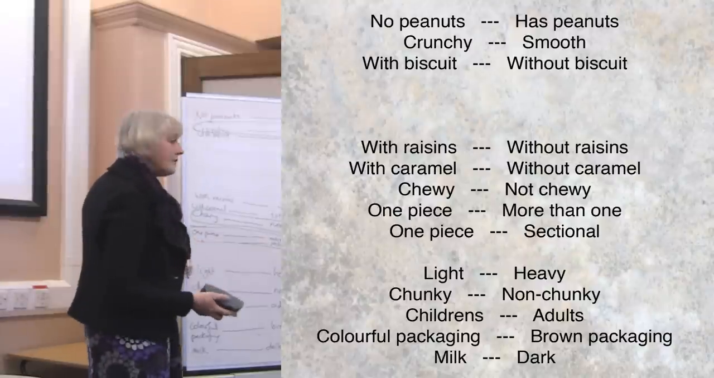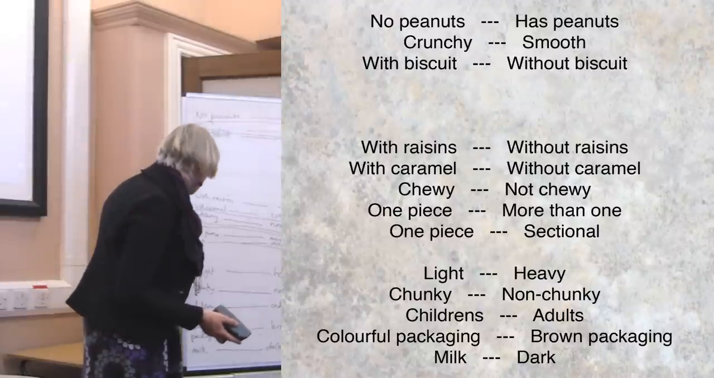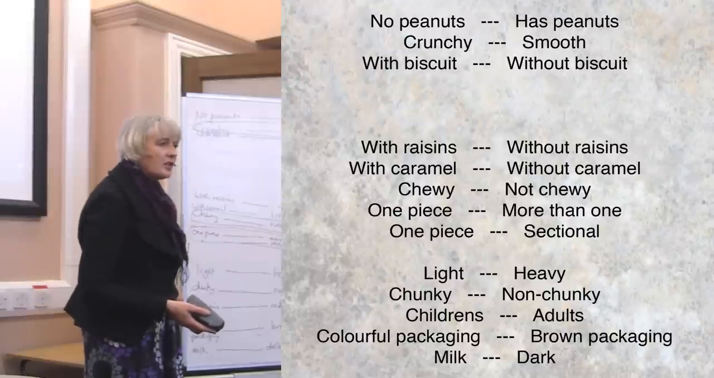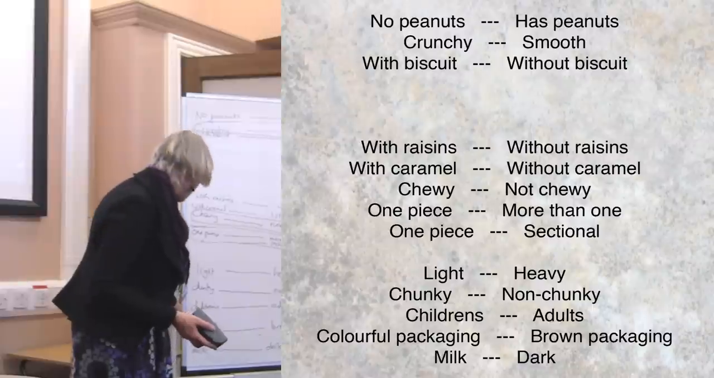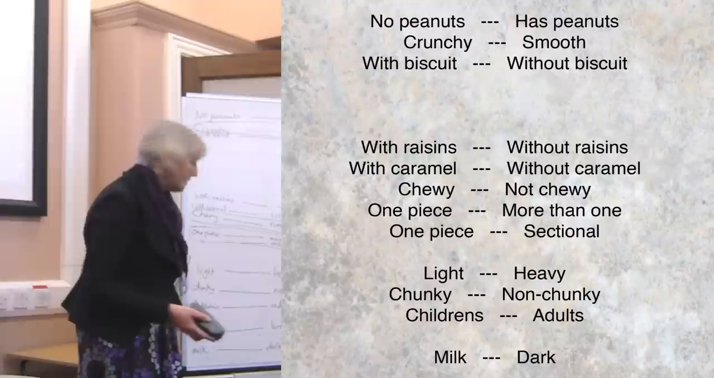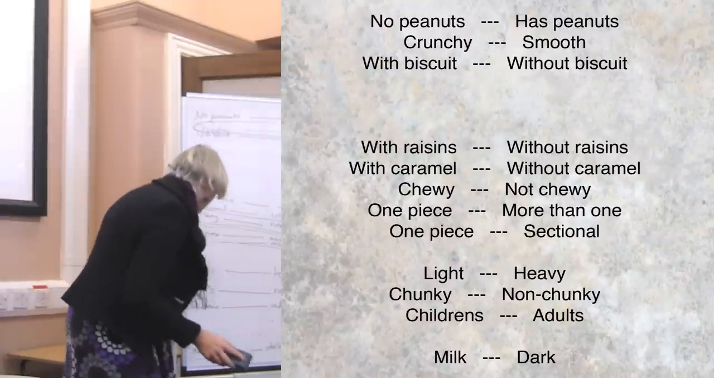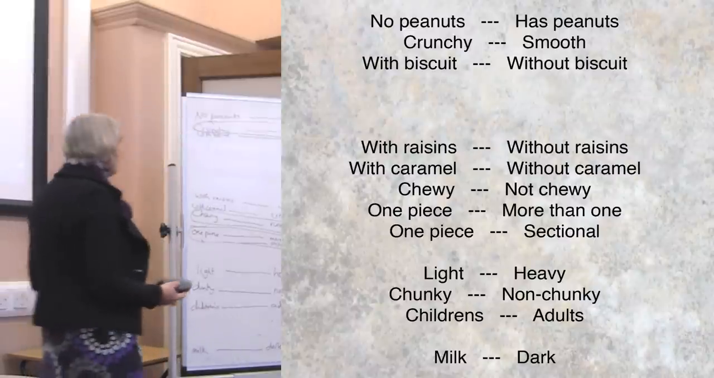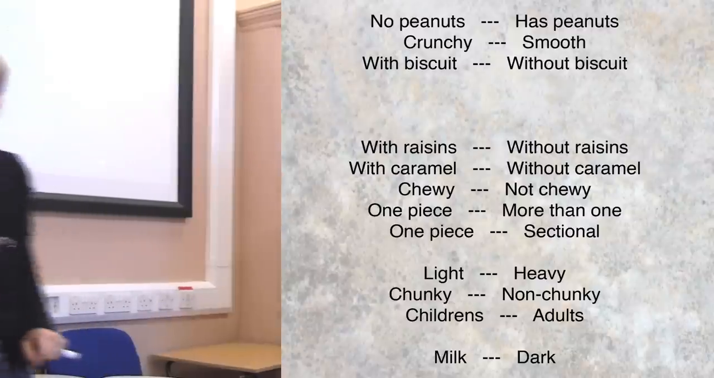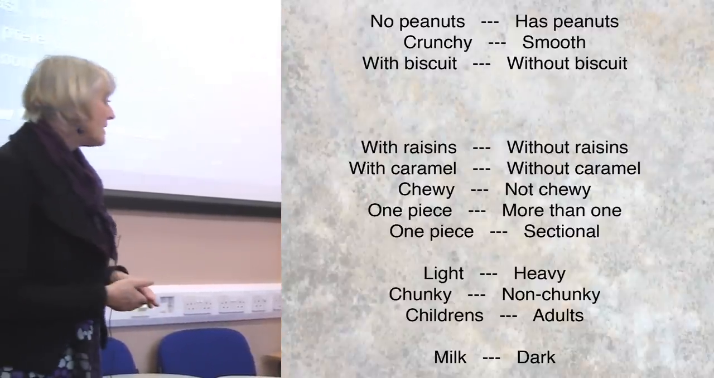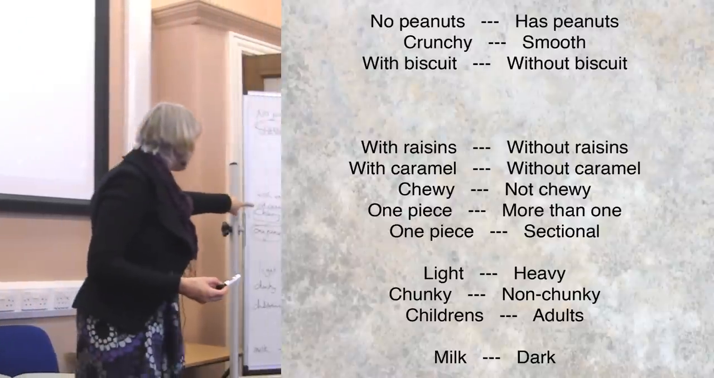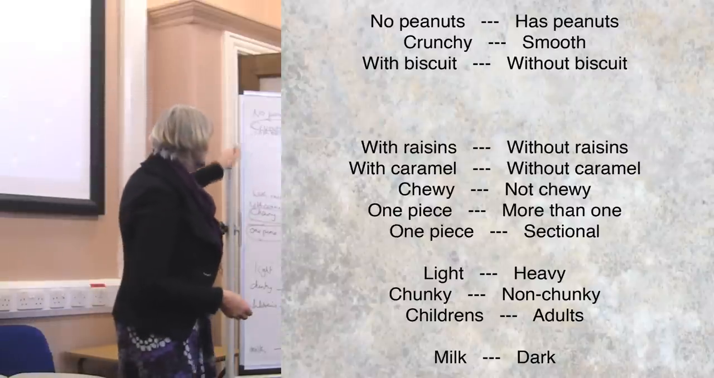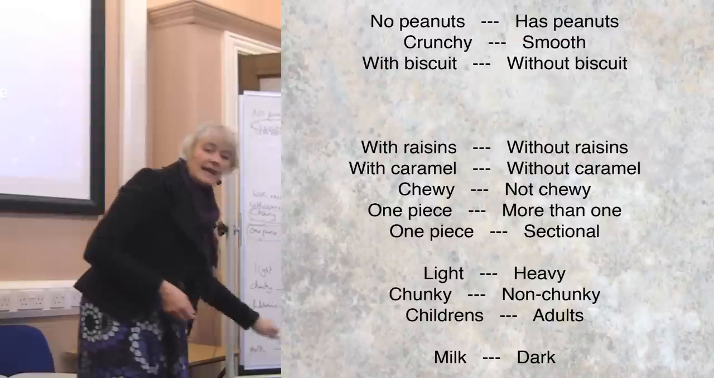Okay. Light versus heavy. Okay. Chunky versus non-chunky. Children's chocolate versus adult's chocolate. Does that make sense to you? Okay. Colourful versus brown. Doesn't make sense, okay. And milk chocolate versus dark chocolate. Okay. We're going to work with those constructs then, because these seem to be ones that are to some degree meaningful to everybody in the room. So we've got 1, 2, 3, 4, 5, oh, did we put with biscuit? Did I say with biscuit, without biscuit? Yeah. It's still there, yes, okay. 1, 2, 3, 4, 5, 6, 7, 8, 9, 10, 11 constructs.